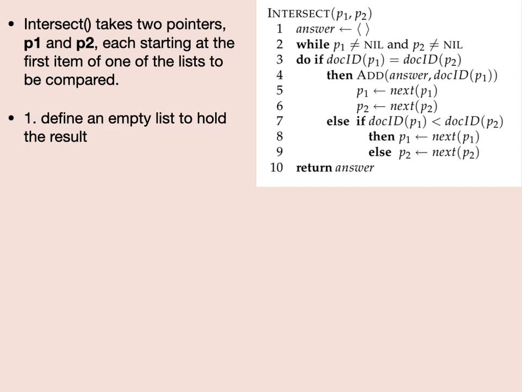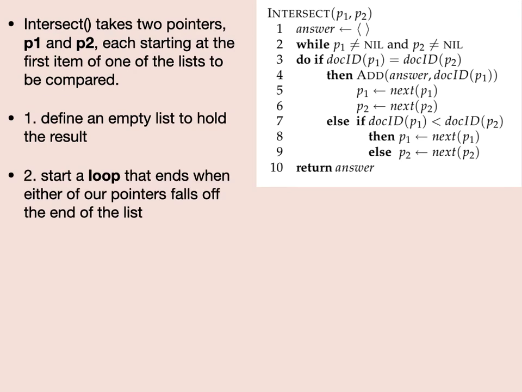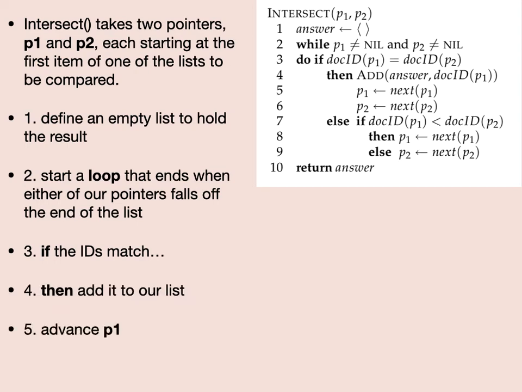We define an empty list to hold the result in line 1, right? In line 2, we start this loop that will end as soon as one of the pointers falls off the end of the list and is pointing at nothing, okay? So now what actually happens in the loop? Line 3, if the IDs are the same, then add that ID to our list and then advance both pointer 1 and pointer 2.